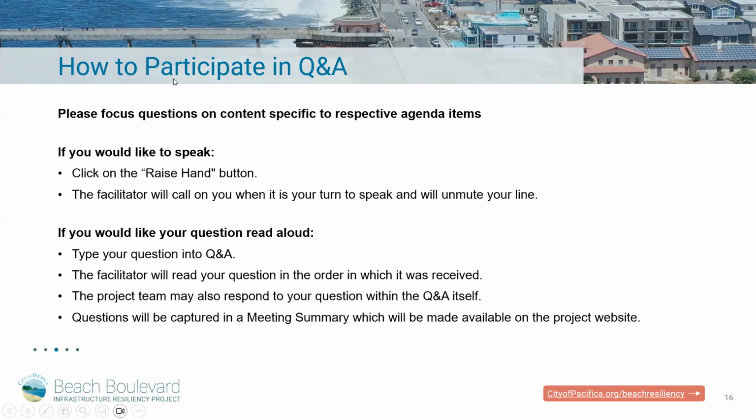But essentially, within each of these sections of the presentation, we will pause and have a Q&A. We want to focus on the content specific to the presentation topics that were just previously discussed. So this one will be about the design criteria. If you'd like to ask a question, you can use the raise hand button, and then I'll call on you when it's your turn to speak and allow you to unmute. Or if you would like to type a question to be read out loud, you can type it into the Q&A feature in Zoom. And if you're on the phone, you can dial *9 to raise your hand and *6 to unmute.